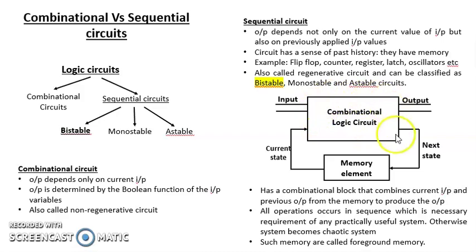So a sequential circuit will have a combinational logic block in which the inputs are fed along with the previous output of the system. The previous output was stored in the memory element and it is given to the combinational logic block to produce the present output. So in addition to the combinational logic circuits, a sequential circuit has a memory element. If we can create some device that can store information about the previous history of the circuit, we can construct a sequential circuit. Sequential circuits are also called regenerative circuits and are classified as bistable, monostable and astable circuits.